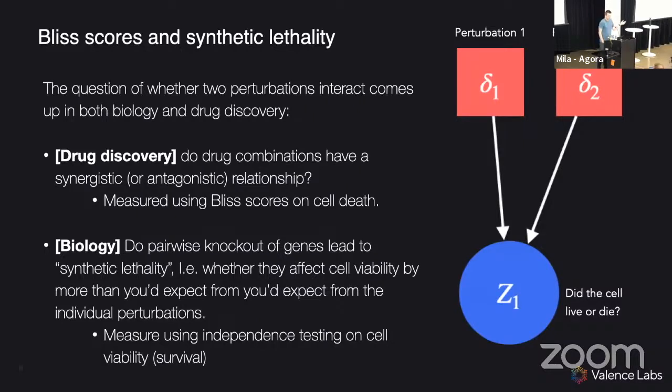In biology, they do similar things where you're interested in whether pairwise knockouts of genes lead to so-called synthetic lethality, which is where cells die at a rate that is unexpected compared to what you would have expected from single perturbations on their own, right? So if I knock out gene 1, maybe the cell's fine. Knock out gene 2, the cell's fine. If I knock out both, the cell dies. That could be an example of synthetic lethality. And they measure this using independence tests on cell viability, right?